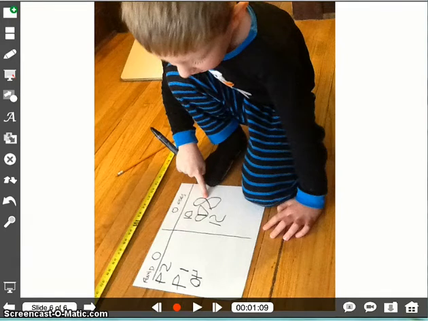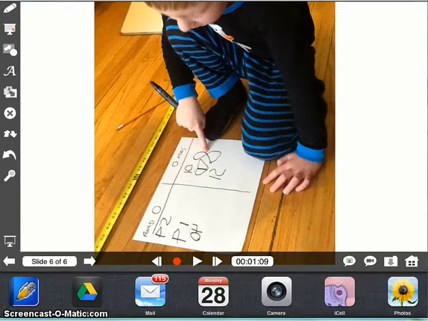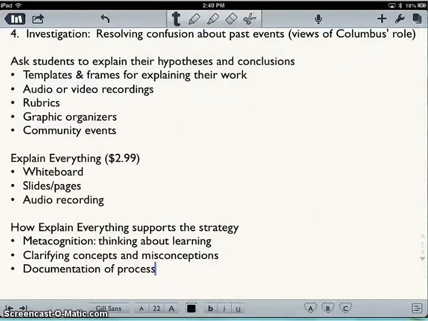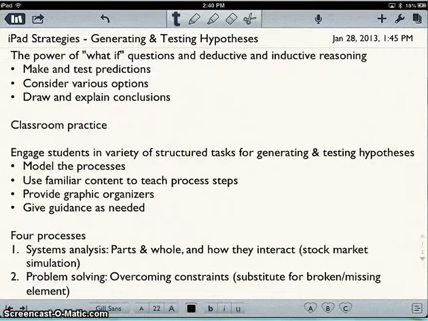So you can see we talked through some of the anomalous results, and he had some overall impressions. So you can see that this would be a way for you to, on the spot, capture some documentation of your process, and you can have an after the fact discussion or reflection on what took place. So that is generating and testing hypotheses and Explain Everything. So we look forward to seeing your ideas.